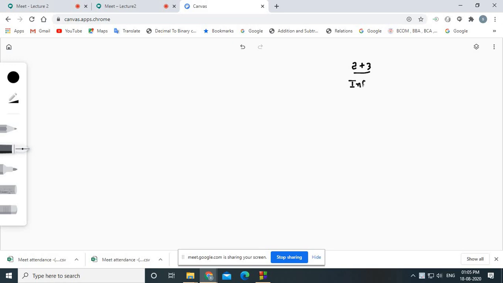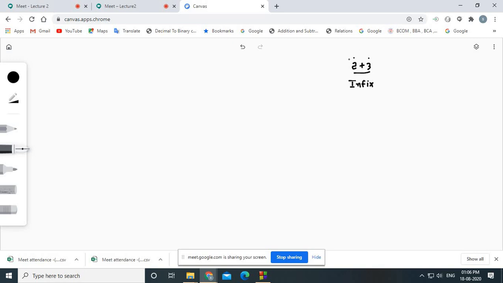Now in the infix expression, what happens? Normally the operator will come in between the operands, right? So this is an infix expression. Here 2 and 3 are the operands, and what is plus? It is the operator. So we are writing the operator in between the operands, and that type of expression which we use in our daily life is called an infix expression.